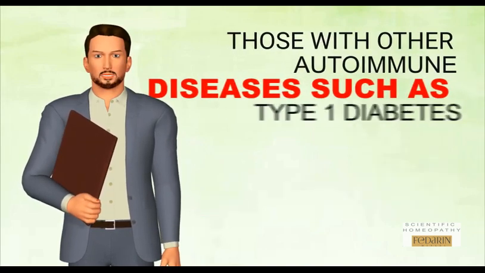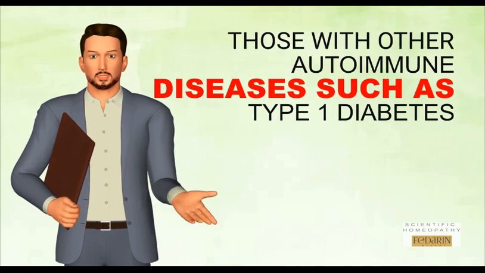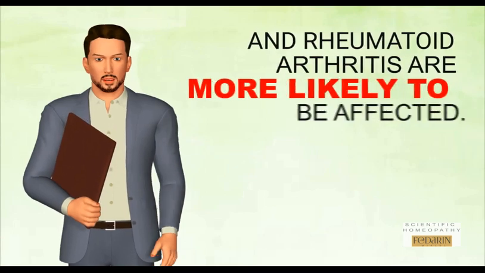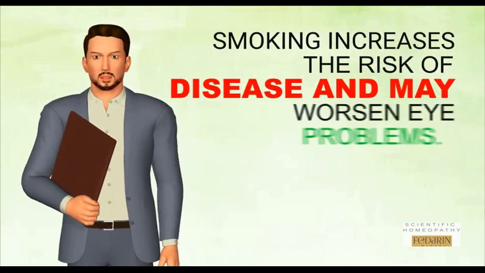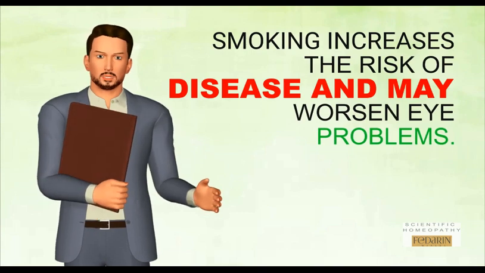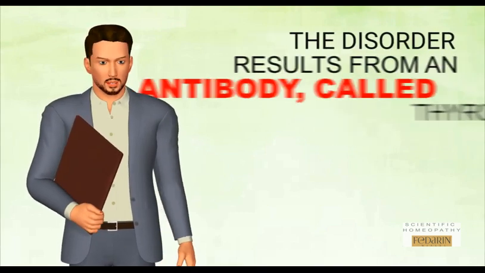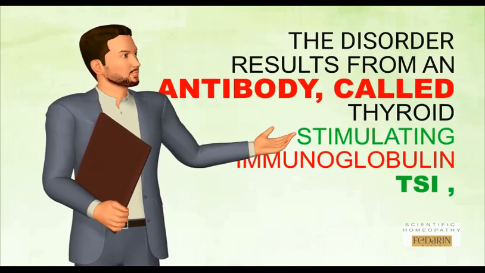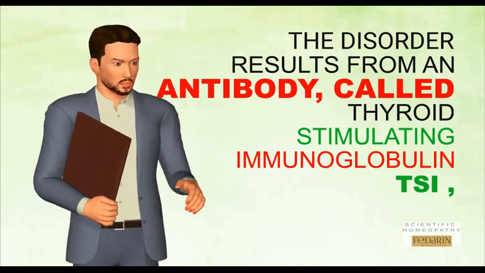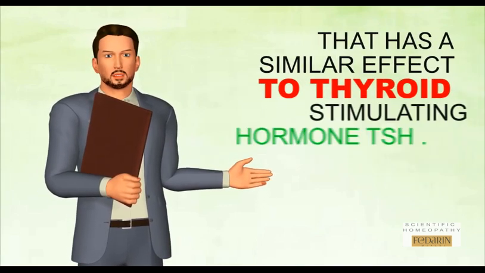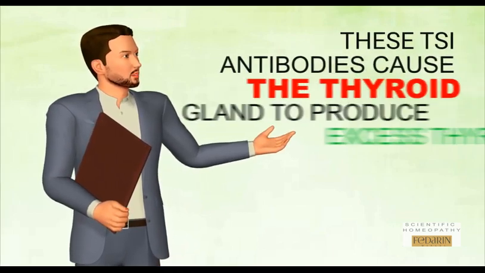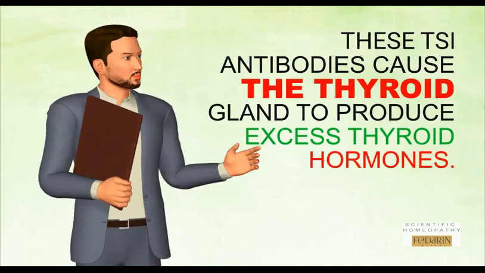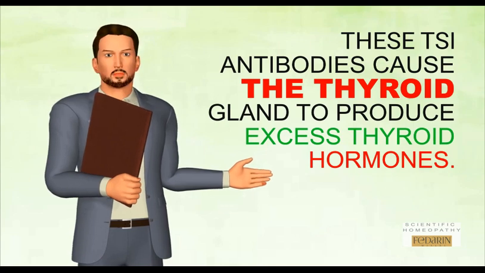Those with other autoimmune diseases such as type 1 diabetes and rheumatoid arthritis are more likely to be affected. Smoking increases the risk of disease and may worsen eye problems. The disorder results from an antibody, called thyroid-stimulating immunoglobulin (TSI), that has a similar effect to thyroid-stimulating hormone (TSH). These TSI antibodies cause the thyroid gland to produce excess thyroid hormones.